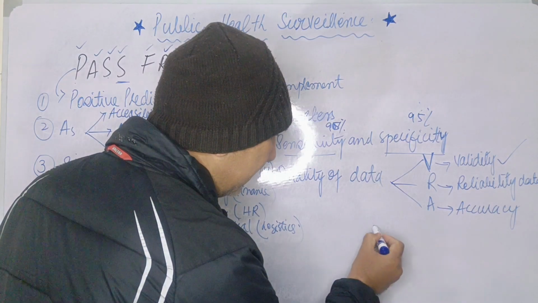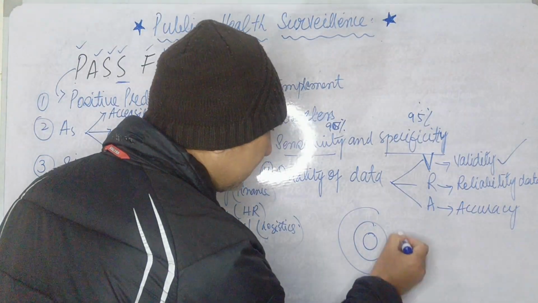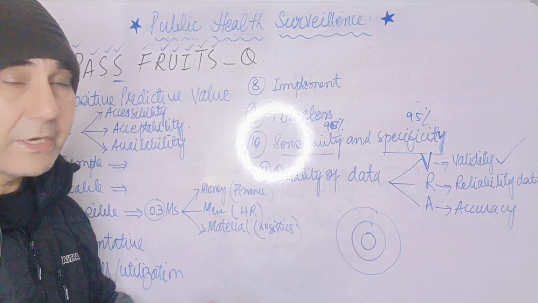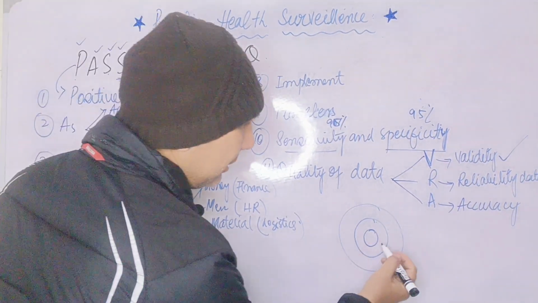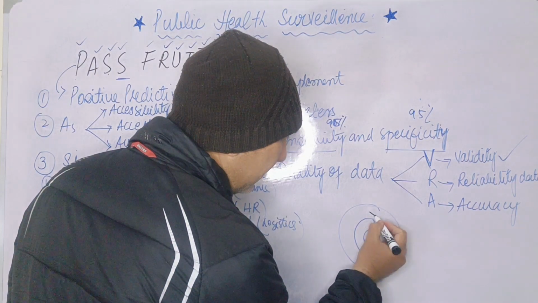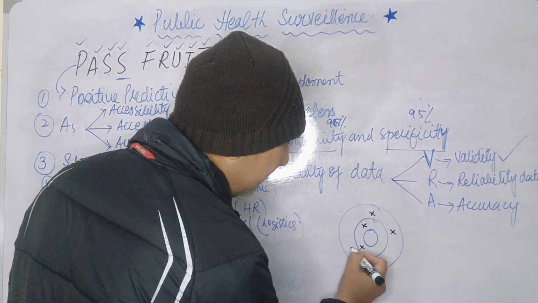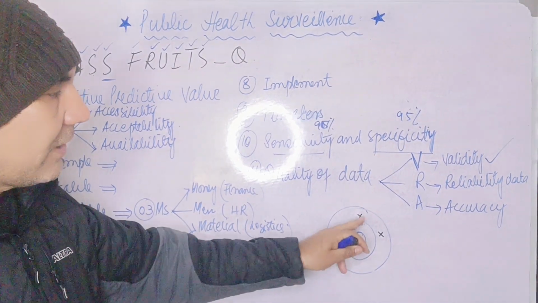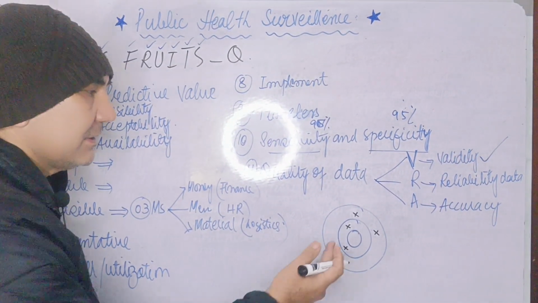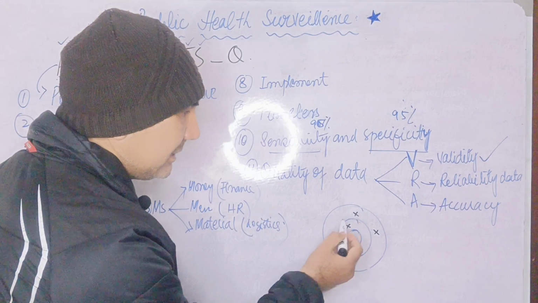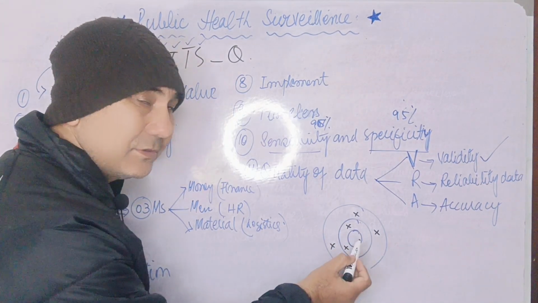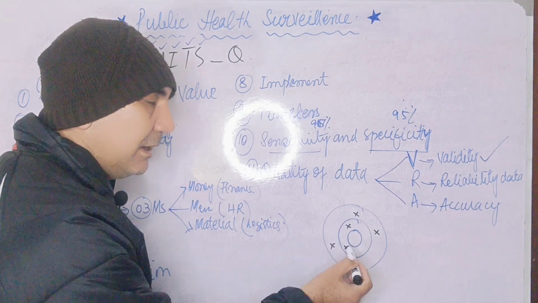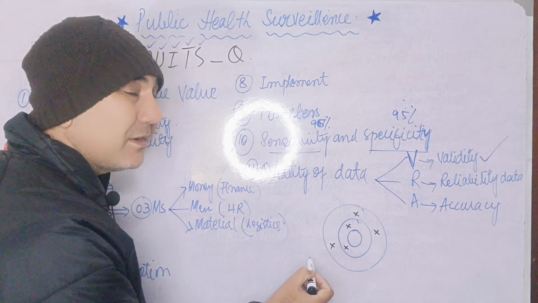You can clear your concept here. Now see, this is a target, a targeted area. These are the five bullets which have been fired by some person. Now these are valid. They have marks in some area, but it is valid, but it is not reliable.